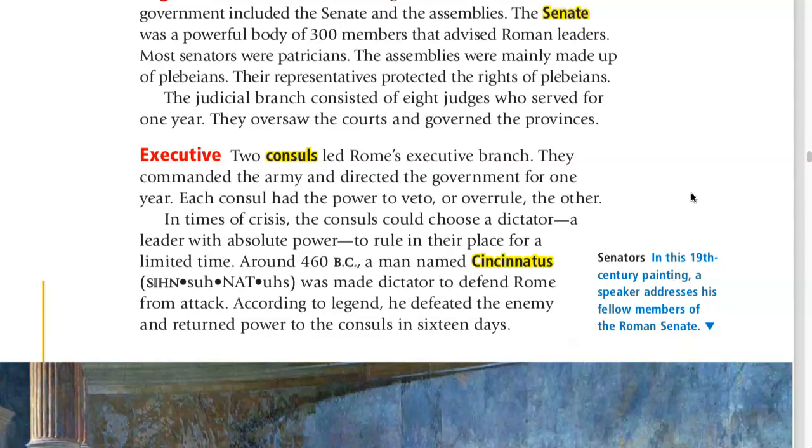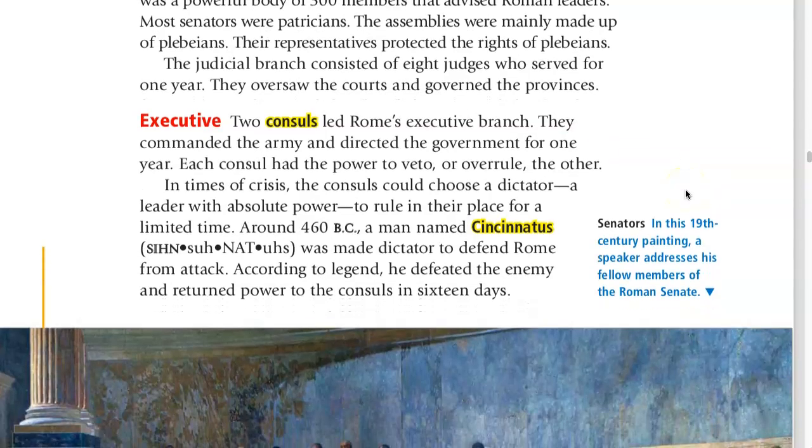for a limited time. Around 460 BC, a man named Cincinnatus was made dictator to defend Rome from attack. According to legend, he defeated the enemy and returned power to the consuls in 16 days. How do we have Cincinnatus in our world today? Think of Ohio.